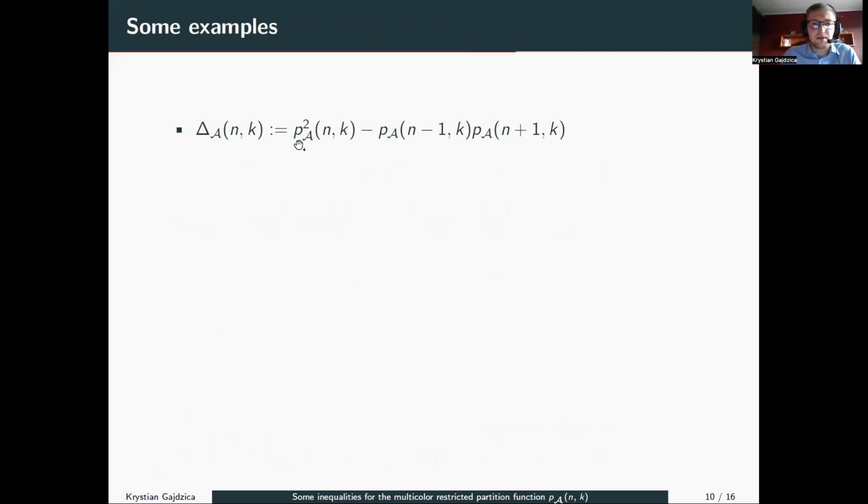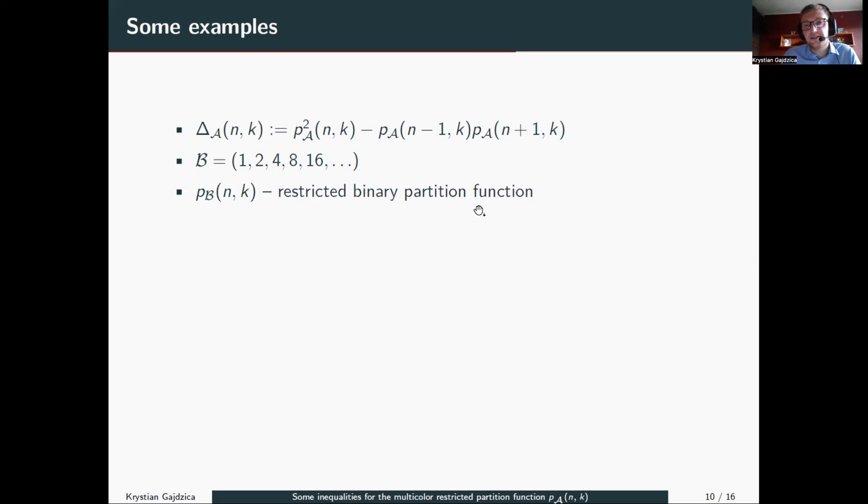So in particular, if the value of the function capital delta is positive for sufficiently large values of n, then the corresponding multicolor restricted partition function is log concave. And for example, if we take a sequence of consecutive powers of 2, then in this case we deal with the so-called restricted binary partition function.